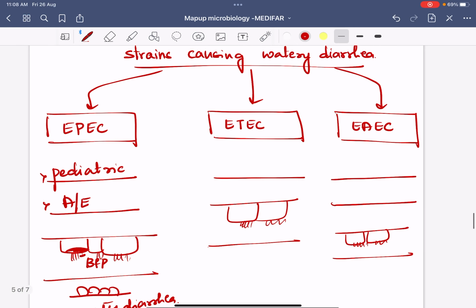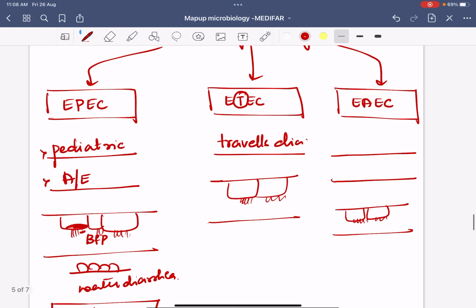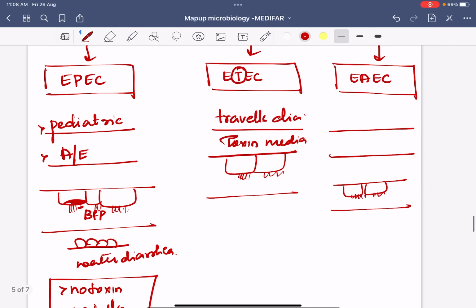And next, enterotoxigenic E. coli. T for T here, it is seen in case of travelers. So it is known as traveler's diarrhea. And the mechanism here is toxin mediated. The name itself tells, enterotoxigenic E. coli. So how does this happen?